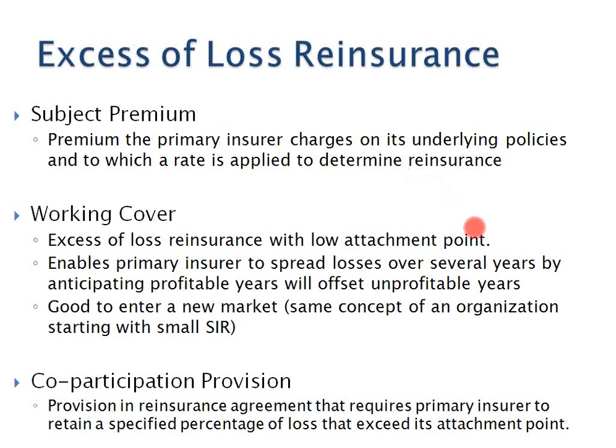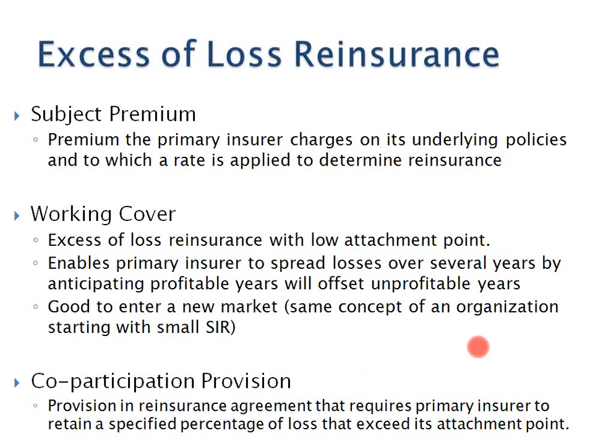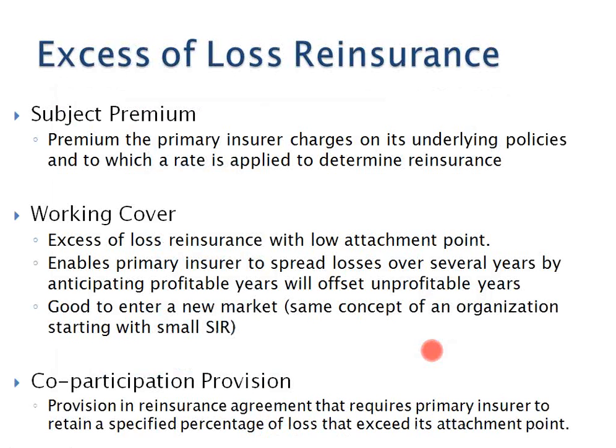Then there's also what they call the working cover, and this is excess of loss reinsurance with a low attachment point. If you look on here, this low attachment point is the working cover for this policy. It enables a primary insurer to spread losses over several years by anticipating profitable years will offset unprofitable years, and it's good to enter a new market. I put on here, it's the same concept as an organization starting with a small SIR. If I'm just starting an insurance company, I'm probably going to want a low attachment point where reinsurance will start kicking in. And eventually I'll retain up to $5 million, but I need to get that capacity and have enough premium to be able to do that.